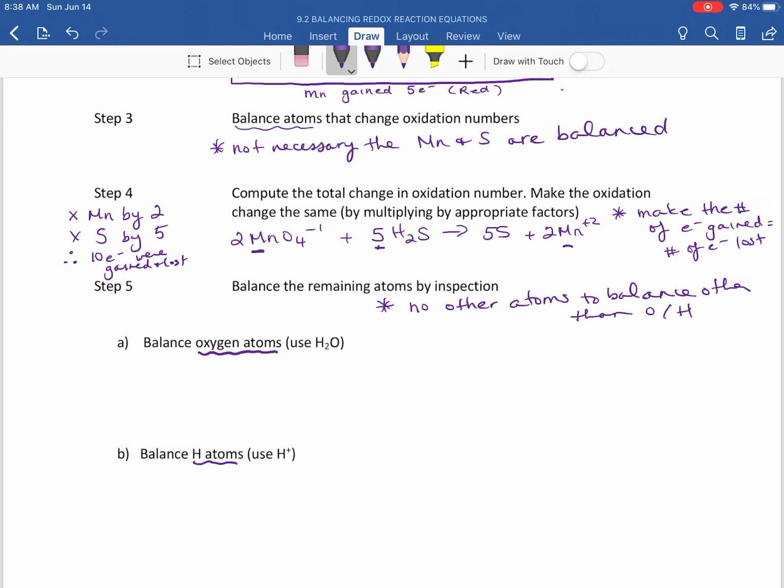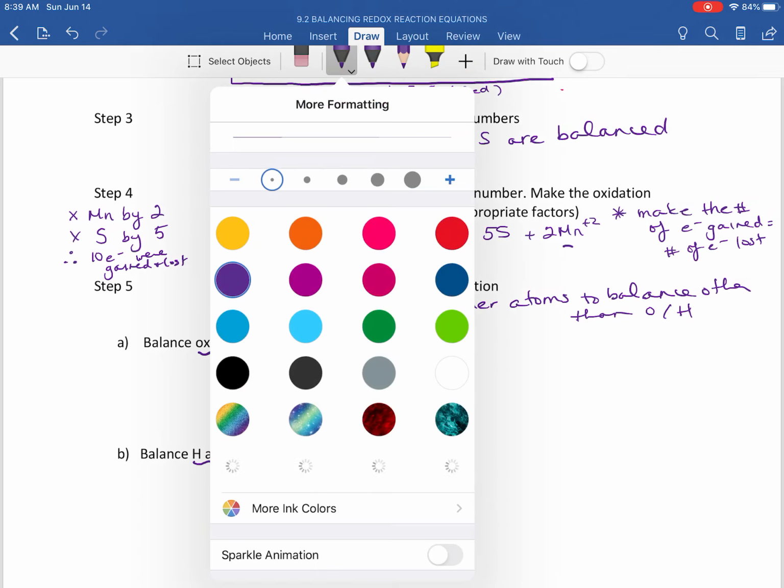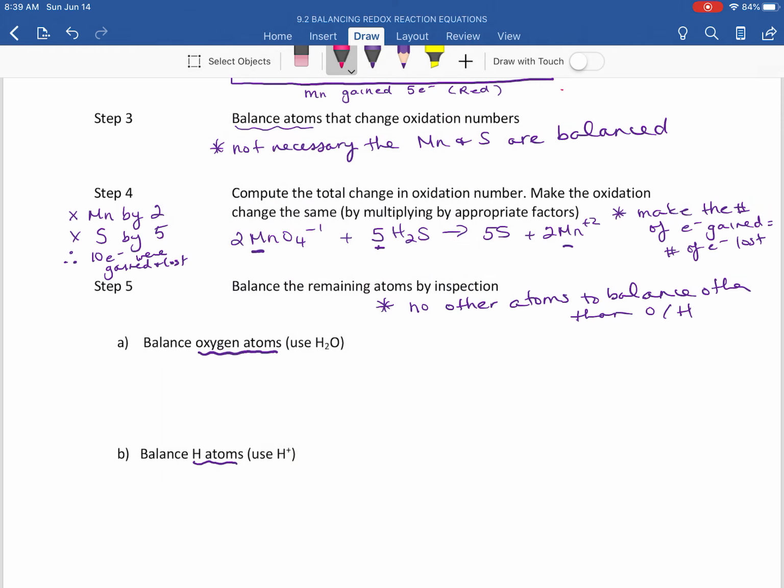Now what we're going to do is, if there are extra oxygen atoms, we are going to use water to balance. And it's good to do this because most of these reactions are in solution, so using water is no problem. I'm just going to go to a different color. How many oxygens do I have? Well, I have 8 oxygens. And on this side, I've got 0 oxygens. So that means I'm going to add 8 waters to balance.